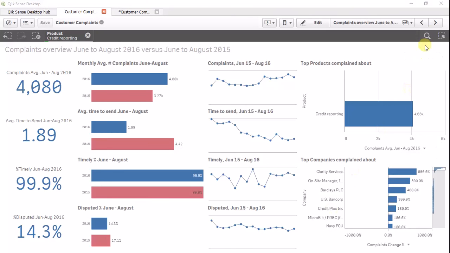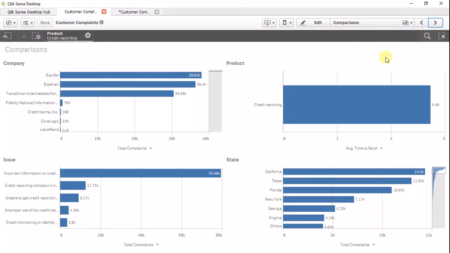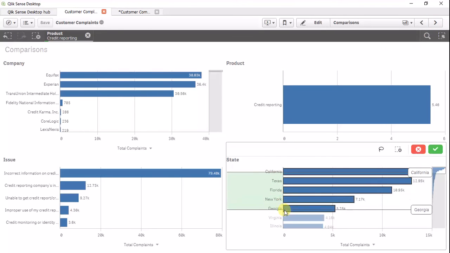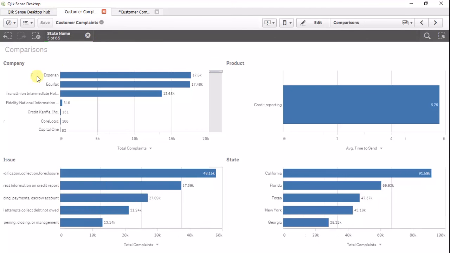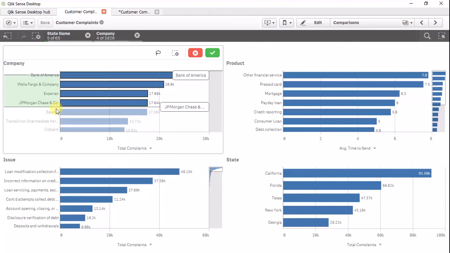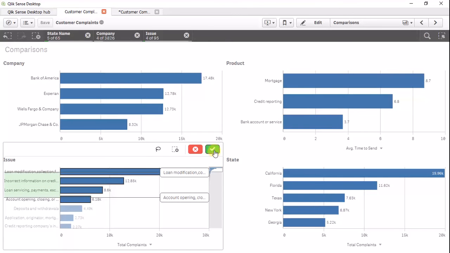A number of additional views have also been created for analysis. For example, this set of bar charts allow us to fully interact with the data and see how our selections change other values over the data set. I can clear different selections, I can look at different organizations, I can look at different issues as I want to do so.